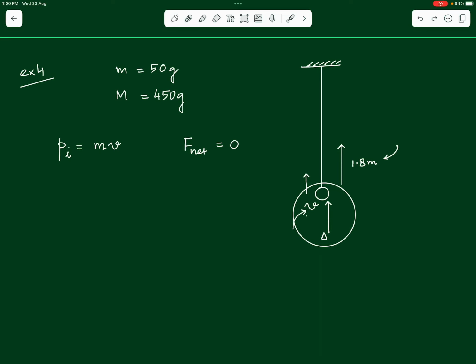So we can say that the external force is still 0, so that the total momentum of the system, P initial, will be equal to P final. The momentum of the system will remain conserved just before and just after the event that is under discussion.